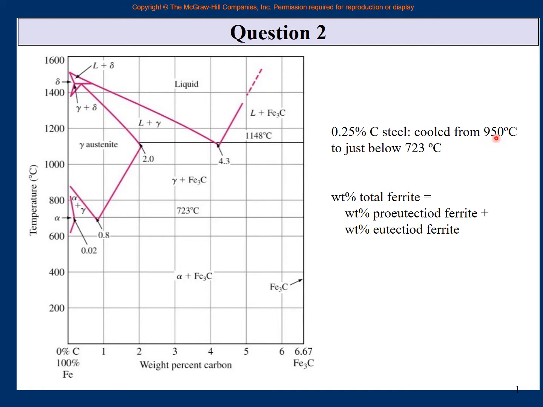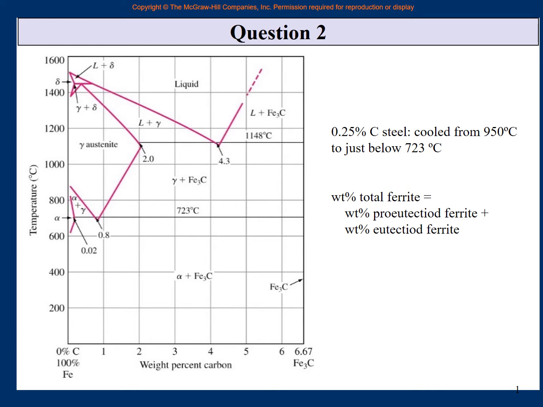It is being cooled from 950 to just below 723, right? Say 950 is here. So you are cooling from here to just below. This is the 723 line, 720. So just below it, right here, from 950 to just here. So this is the operation, on a 0.25% carbon steel.